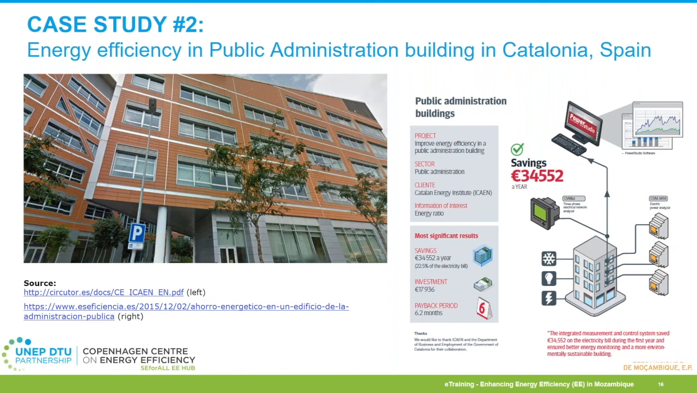Now, following the agreement of the regional government, the Generalitat de Catalunya, and its energy saving and efficiency program, energy audits were carried out in all buildings and dependencies of the government with an annual consumption greater than 200K kilowatt hour.